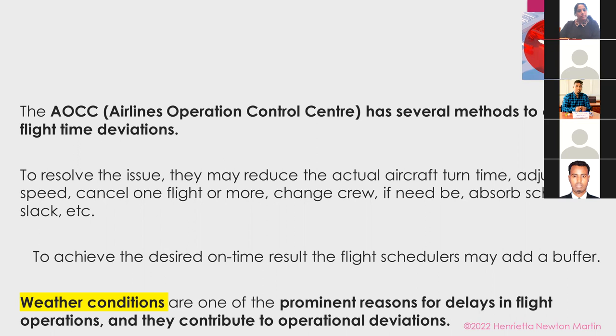Now, how do they sometimes adjust the flight speed? Not just by racing, but also sometimes by flying at a higher altitude. The higher the altitude, the swifter the speed, and you would reach your destination faster, right? So they would plan to fly at a higher altitude just to counter flight time deviations or resolve the timing issue. To achieve the desired on-time result, flight schedules may also sometimes add a buffer, like a buffering time.